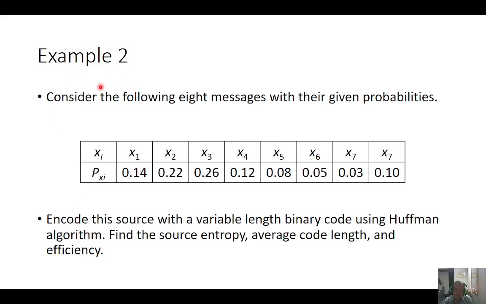Similarly, this is example 2. You are given 7 symbols and the probabilities, and you need to do the same, but you can observe here that the probability values given are not in decreasing order. So when you solve this example, you will have to rearrange the probabilities and the symbols in decreasing order of probability, and then you follow the same steps.